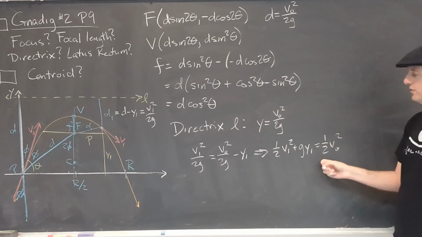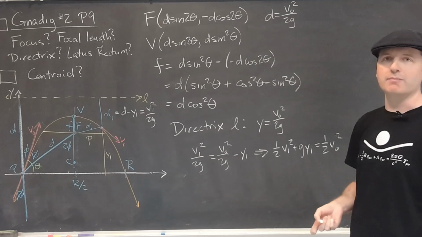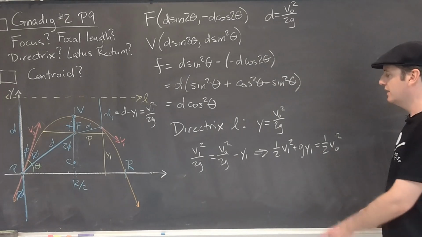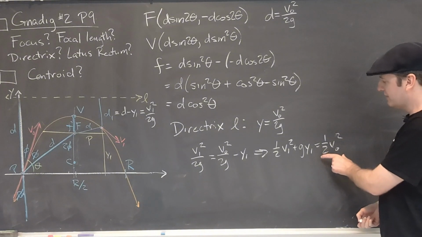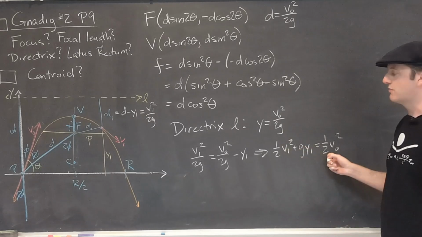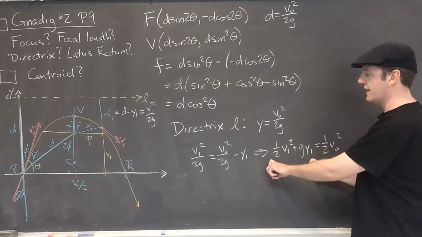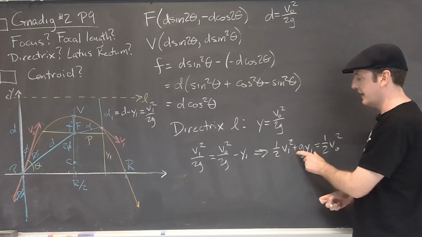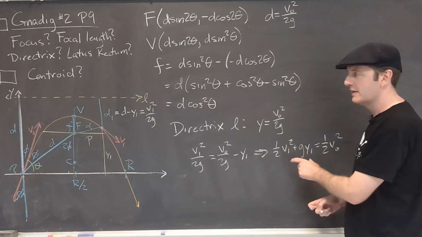And lo and behold, aside from missing m, the mass of this object, I have the equation for conservation of energy. The initial total energy, with an m there, would be only kinetic energy. It starts at the ground. Any final total energy would be a sum of a kinetic energy term and a gravitational potential energy term.